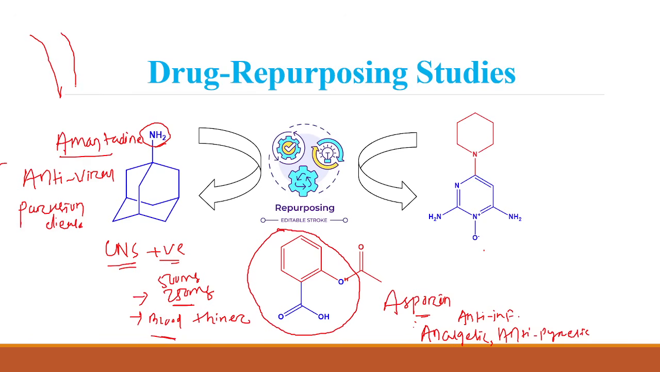Let's suppose this is your blood vessel. The cholesterol gets deposited here. Due to this cholesterol deposition, the blood flow gets disturbed. That may lead to severe heart-related problems like a heart stroke. So when this drug is given in the lower dose, that is 250 mg, it can make the blood thinner so that the blood passes freely.